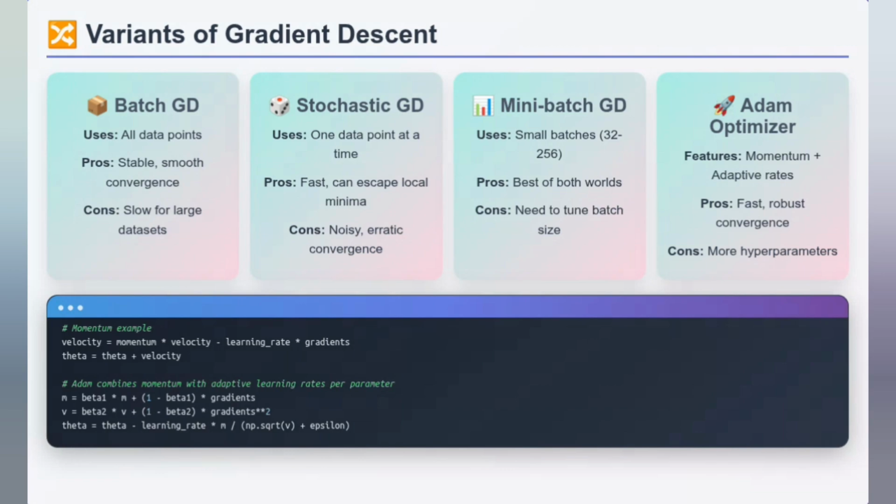Momentum helps us build velocity in consistent directions and dampens oscillations. Adam combines momentum with adaptive learning rates for each parameter. It's like having a smart autopilot for your optimization.